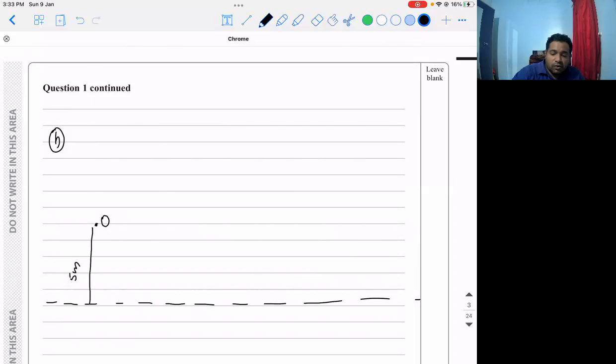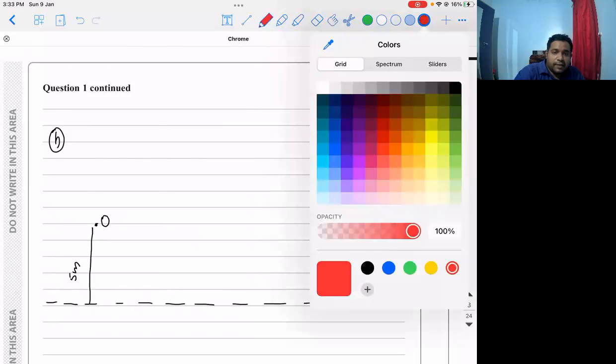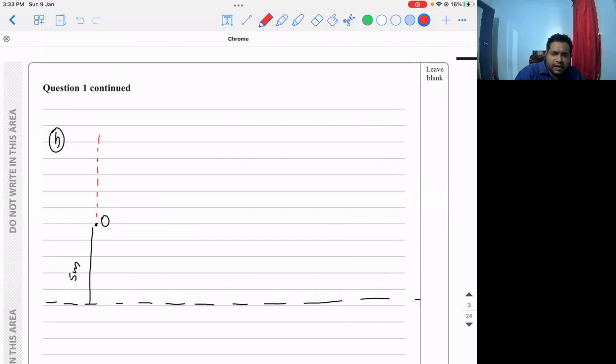Now what happens? Once it's projected, the particle will go like this. It reaches a maximum height. It attains a maximum height. And then this particle returns to the ground. And what the examiner is asking exactly is to find the time. Okay, so time of flight. So I just want to find the time it takes to reach the ground.